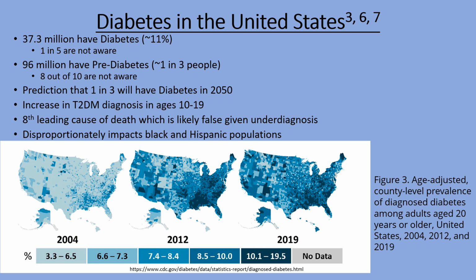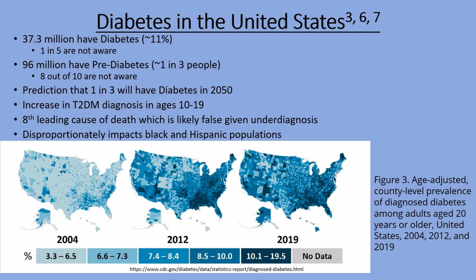96 million people have prediabetes, which is about 1 in 3 people in the United States. Of those people with prediabetes, 8 out of 10 are not aware that they have this, because prediabetes is silent and can be found only through labs, which the person may not be getting for various reasons. The people with prediabetes are at very high risk of developing diabetes.